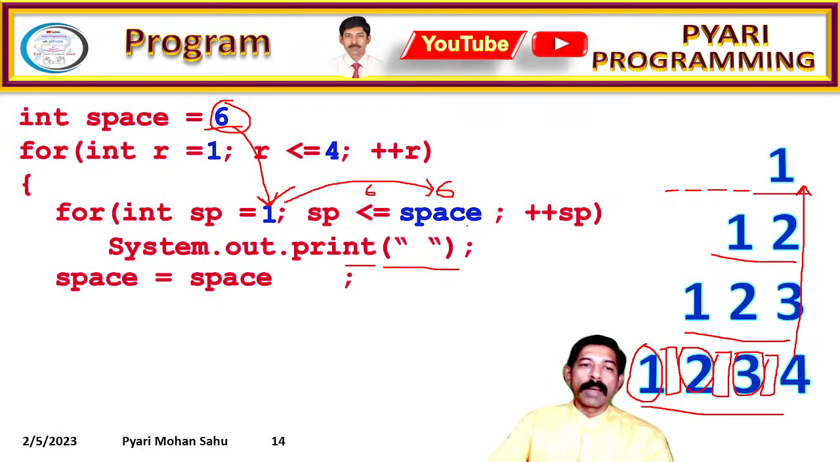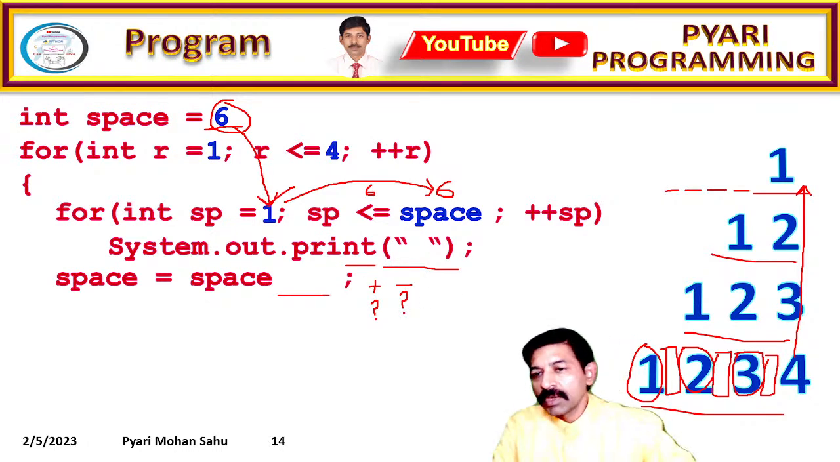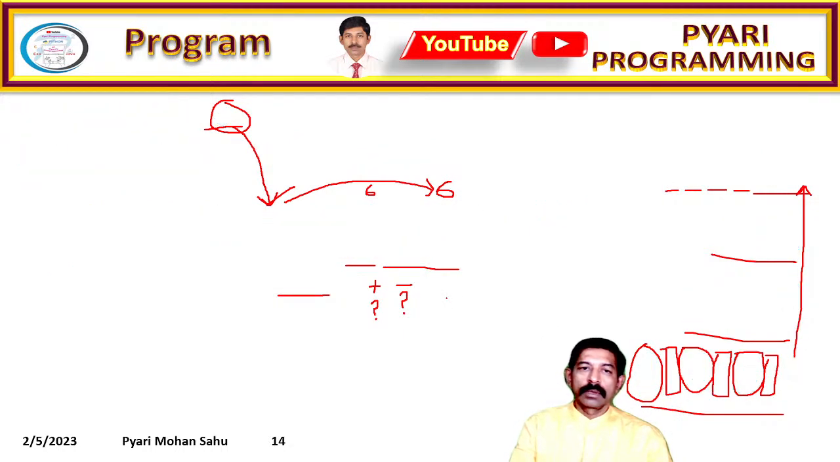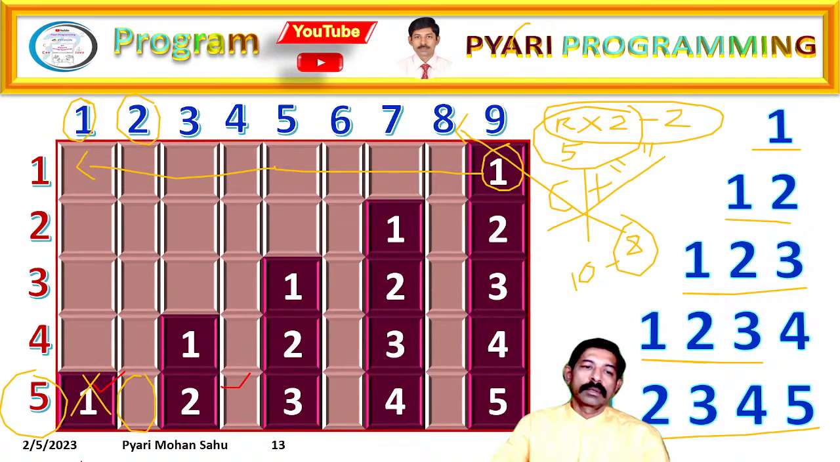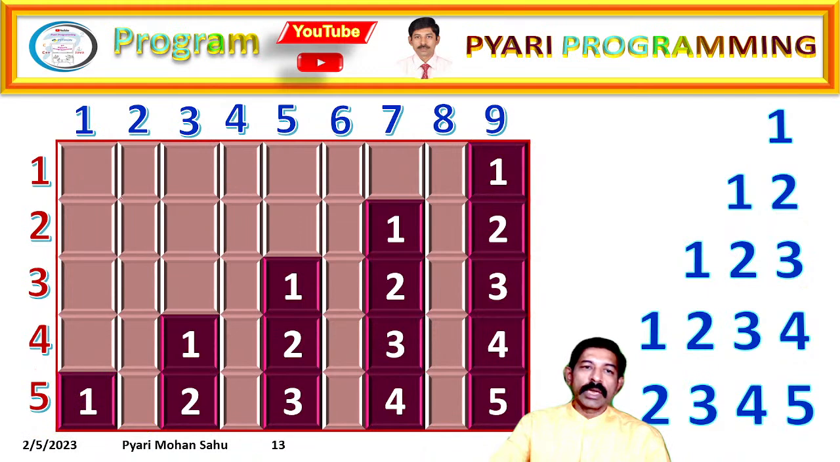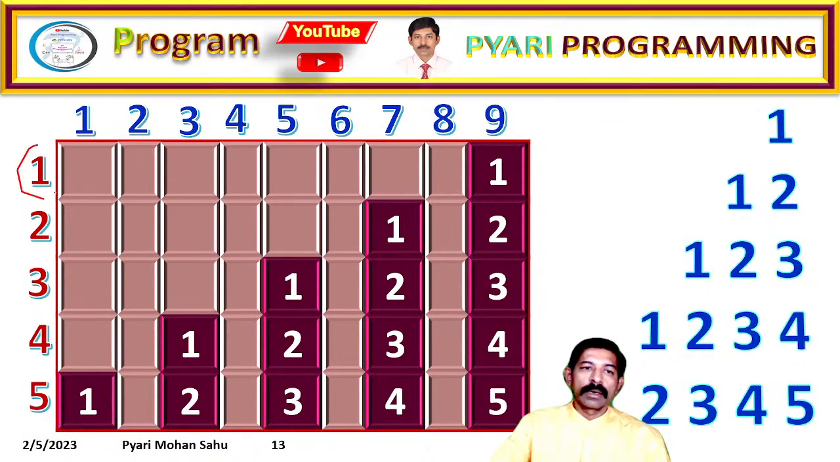Now, next time, space has to be increased or decreased. It should be plus or minus. If it is plus, how much? If it is minus, how much? In a previous example, I have shown you. If you want, I can take you to the previous one. Check everything over here. Then move.